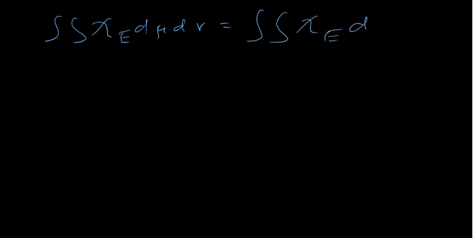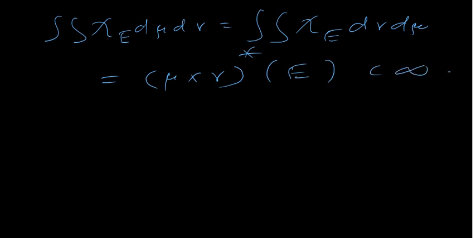So thus we have seen that if E is a measurable set of x cross y with finite measure, then this holds: the double integral of chi of E d mu d nu is equal to the double integral of the characteristic function of E d nu d mu, and it's equal to mu cross nu star of E. This is finite. If E is a measurable set with finite measure, both the integrals are equal and they are equal to the measure of the set E. Therefore the result also holds for step functions. If we replace this characteristic function by a step function, the result also holds. These two integrals are equal.